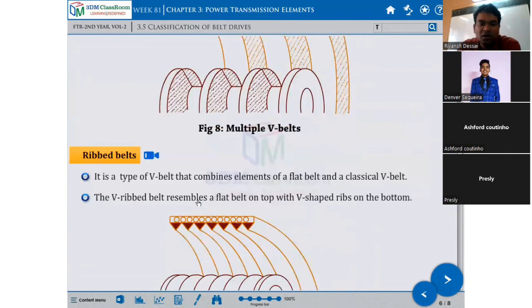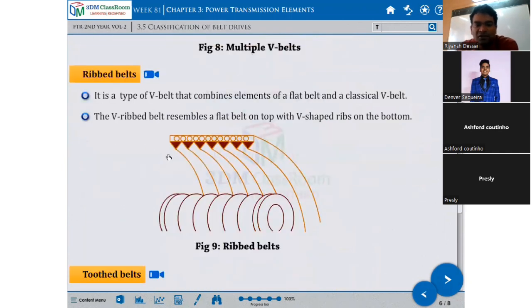Second is called the ribbed belt. A ribbed belt looks like this. There are small triangle notches here, and there will be some rectangular shape. The cross section is like this. This is called a ribbed belt.